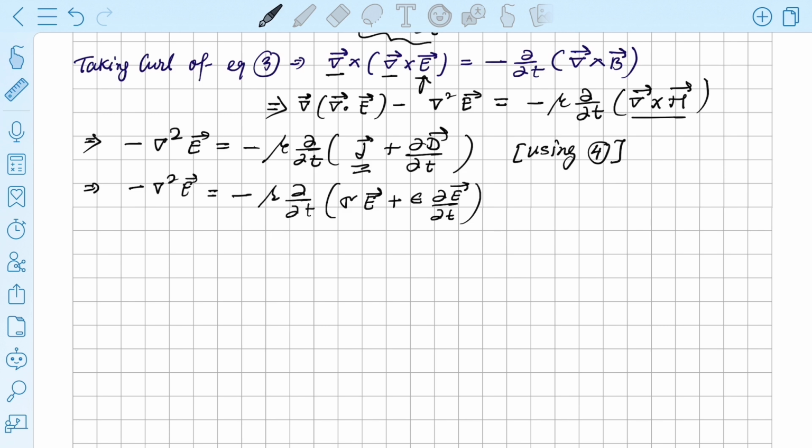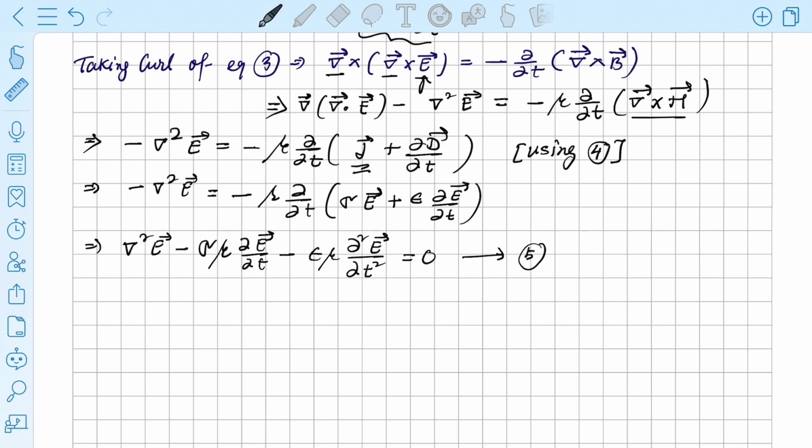So now if you simplify this, we're going to get del square E vector minus sigma mu del E by del t, then minus epsilon mu del square E by del t square is equal to 0. That's what we have got. Let us suppose this is equation number 5.